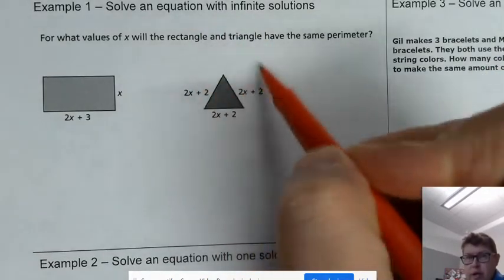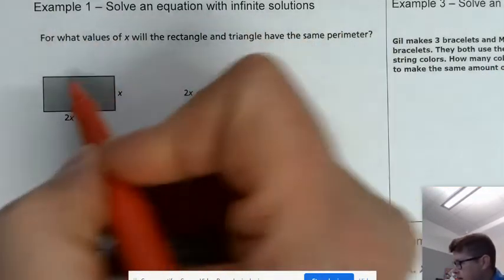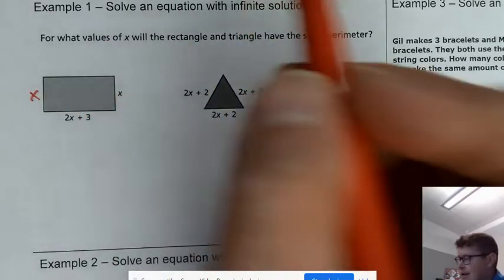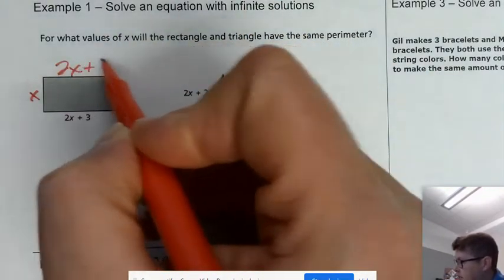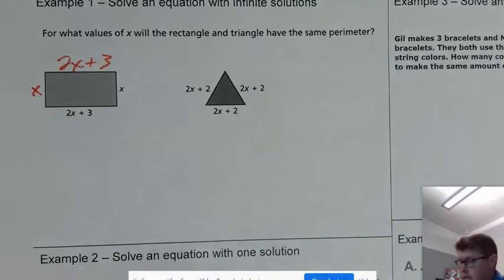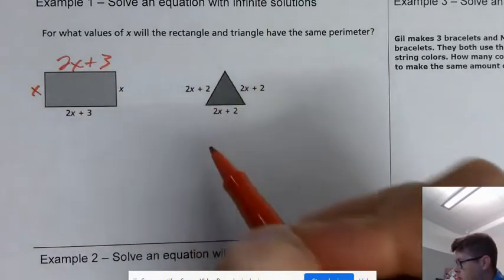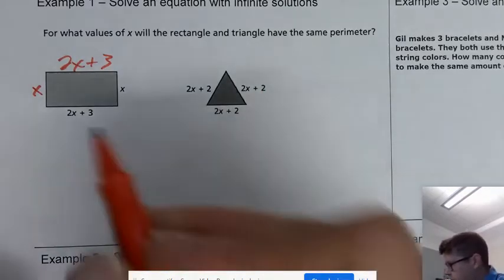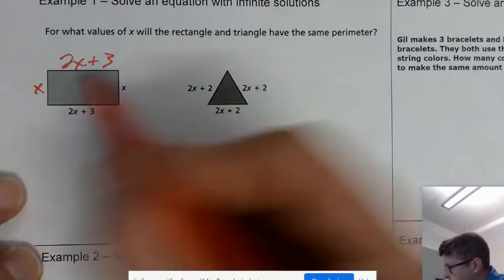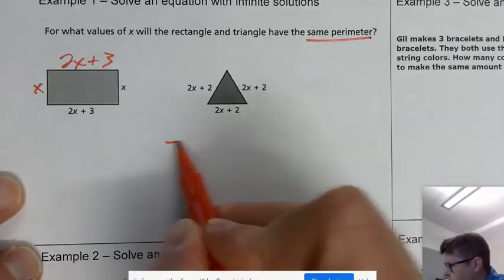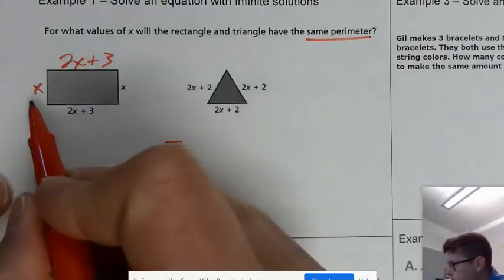This is an equilateral triangle, meaning all the sides are the same. This is a rectangle. So we know that opposite sides are going to have the same measurement, right? So I've got x and x, 2x plus 3, 2 of those, and then 2x plus 2. So what we're going to do is, since it's the same perimeter, we can set them equal to each other, right?